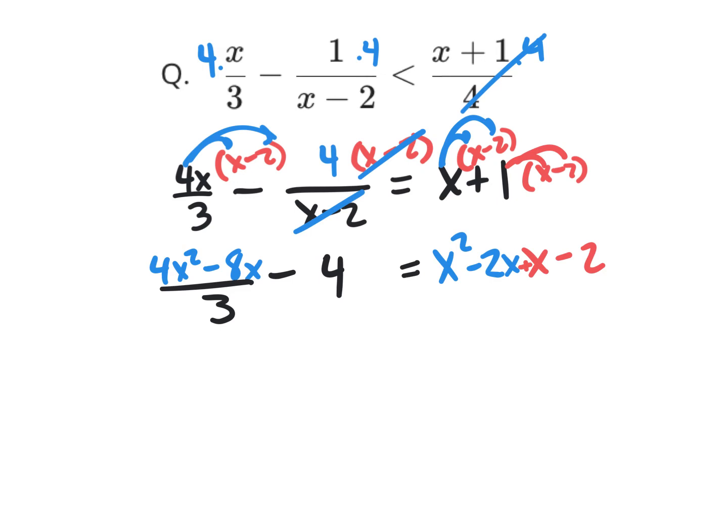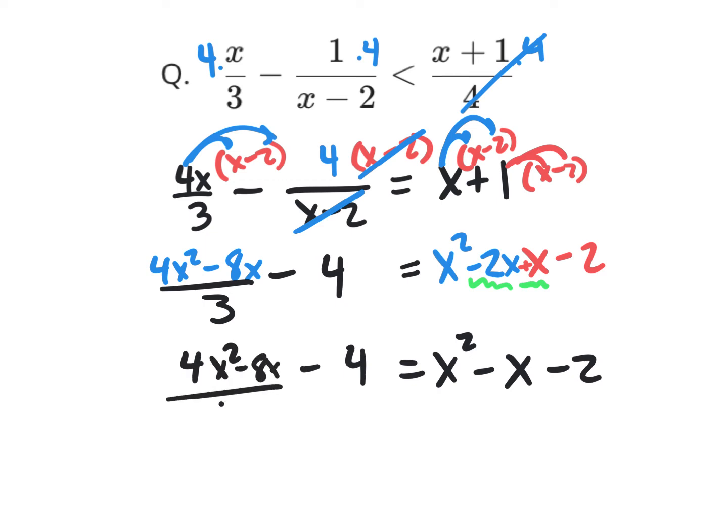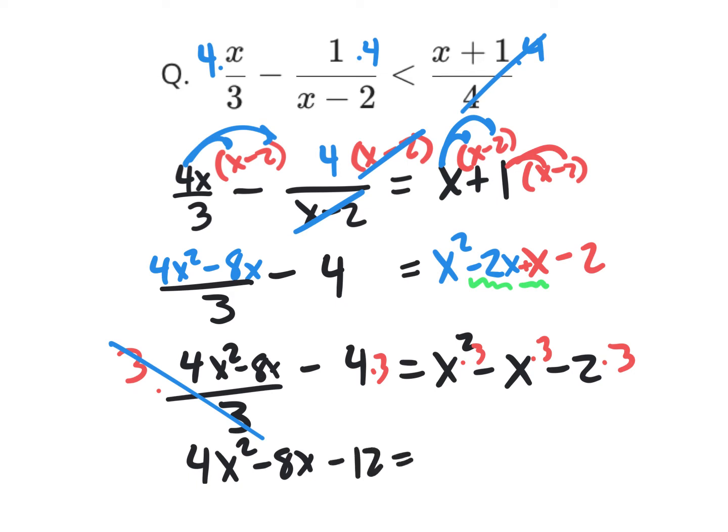Now, at this point, I could decide to multiply everything by 3, but I'm going to clean it up a bit. I noticed that I could combine the negative 2x with the positive x. What does that become? Negative 1x, right? So I'm going to change this to x squared minus 1x minus 2. We have the minus 4. We have the 4x squared minus 8x over 3. Now I'm going to multiply everything by 3. Everything by 3. That cancels out. 4x squared minus 8x minus 12 equals 3x squared minus 3x minus 6.